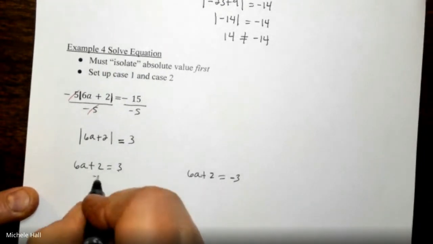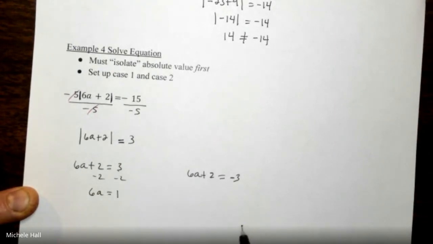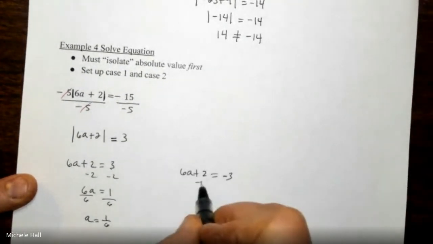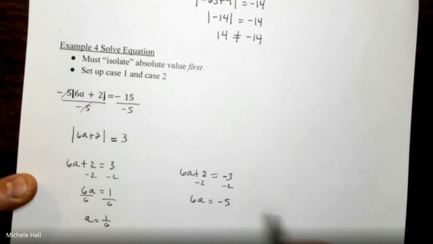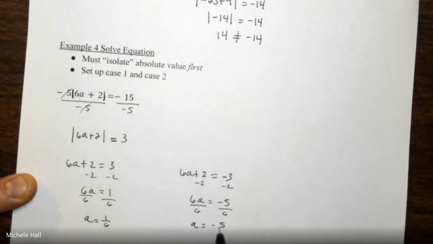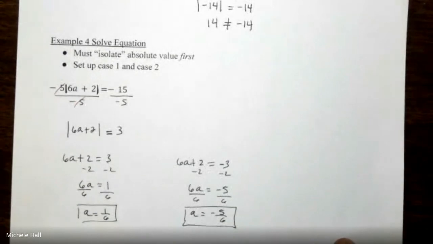Solving this two-step equation. Don't think this equals 6. Keep going. Follow through. The opposite of multiplying by 6 is dividing by 6. We get a equals 1/6. Solving the second equation, divide by 6, and we get a equals negative 5/6. And again, if you were taking a quiz or a test, you could check your solutions.